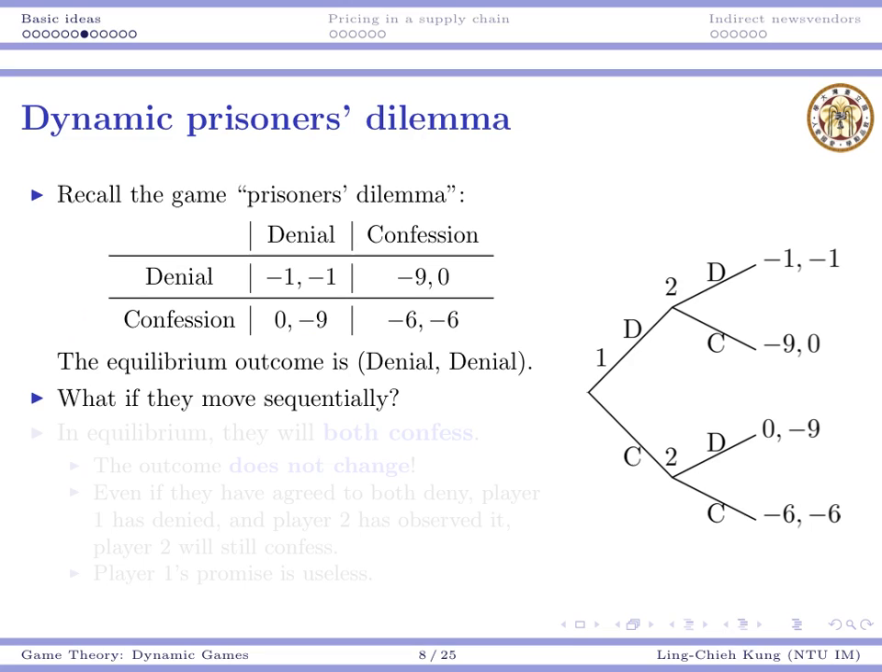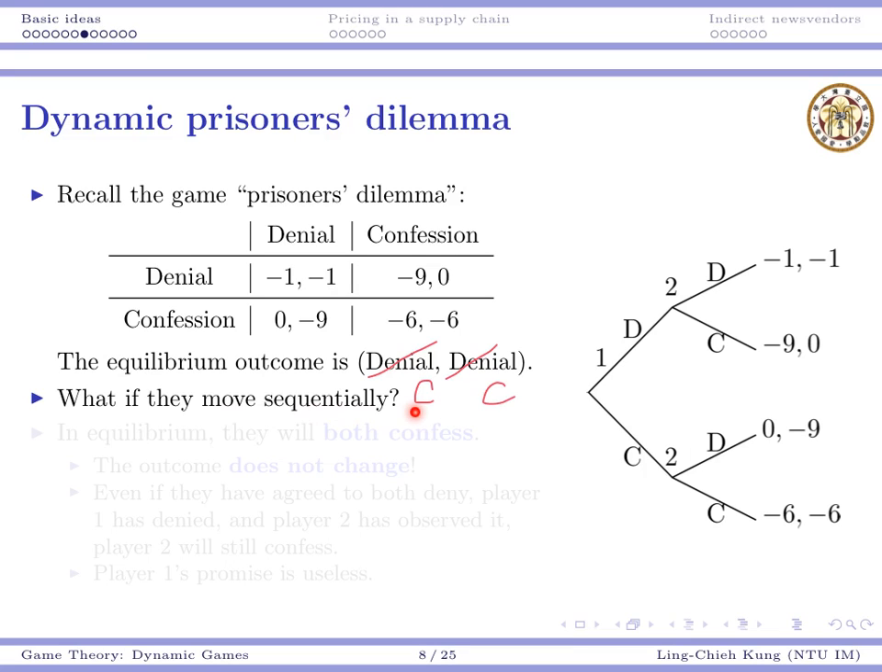Let's see another example. We have a prisoner's dilemma, right? So we have these numbers as payoffs, and the equilibrium outcome should be confess and confess, right? Because they cannot agree or coordinate on the optimal or the most efficient outcome, denial and denial. Somehow they will be induced to choose C and C, confess and confess. So now let's think about this question. What if they move sequentially?